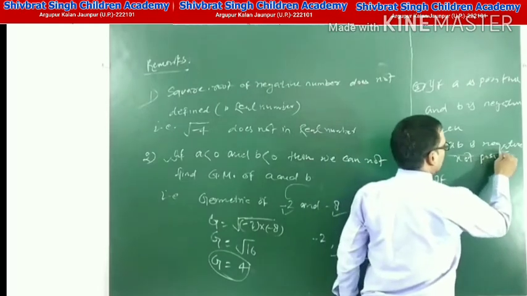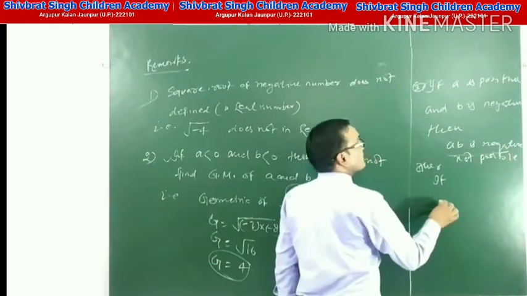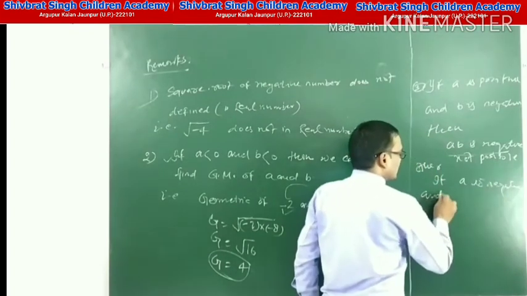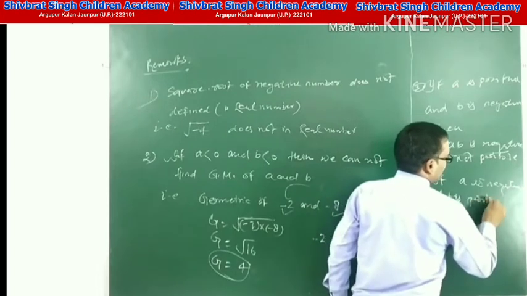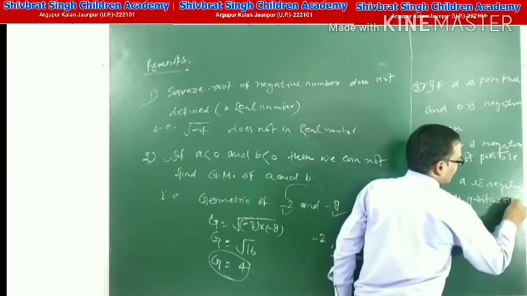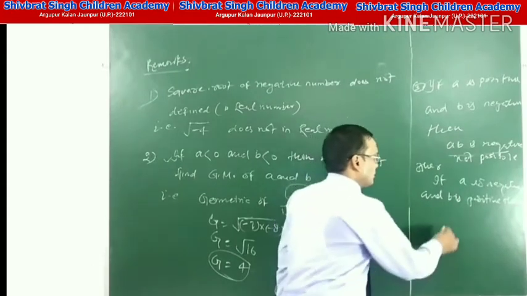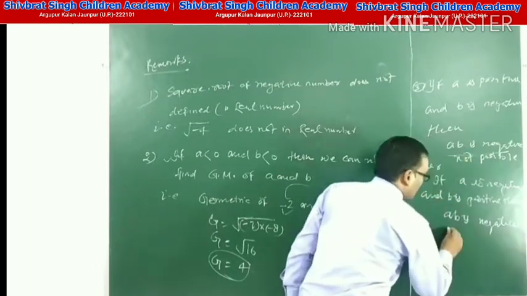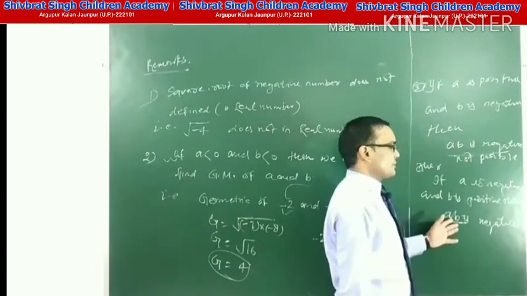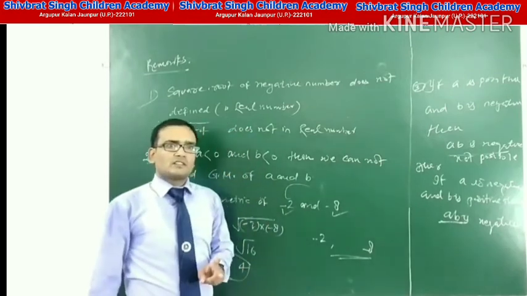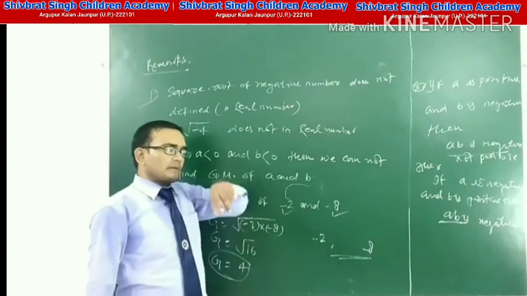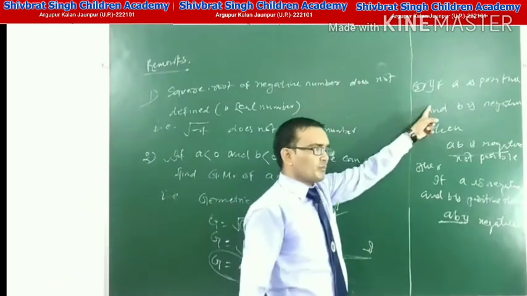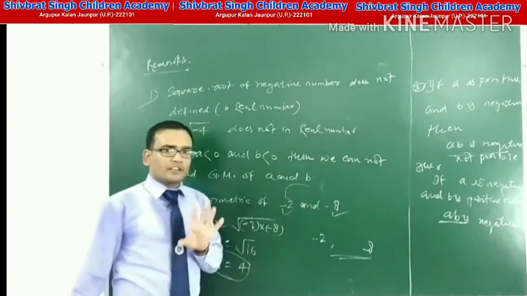Not possible. If a is negative and b is positive, then ab is also negative, then the square root of ab is not possible. Hence, we find the geometric mean of two positive numbers only. Here both are negative, or one is negative and one is positive, then we cannot find the geometric mean of the two numbers.